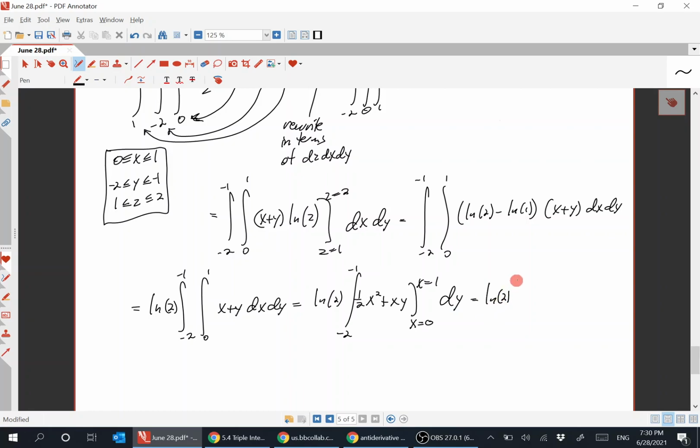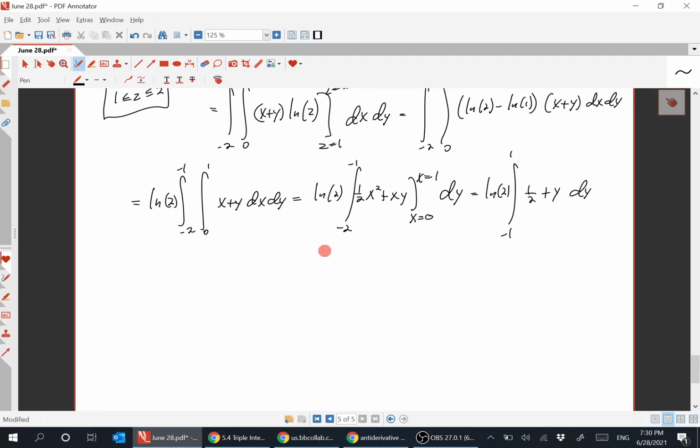So natural log of 2, integral from -1 to 1. At 1, you just get 1/2 plus y, and then at 0, you get 0. So the antiderivative of 1/2 plus y is 1/2 y plus 1/2 y squared, all from y equals -1 to 1.